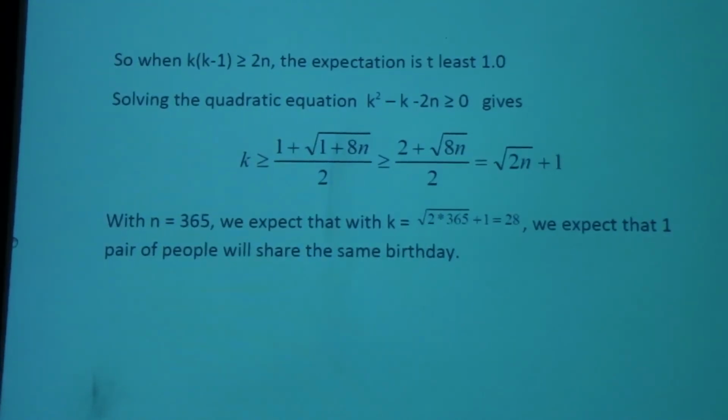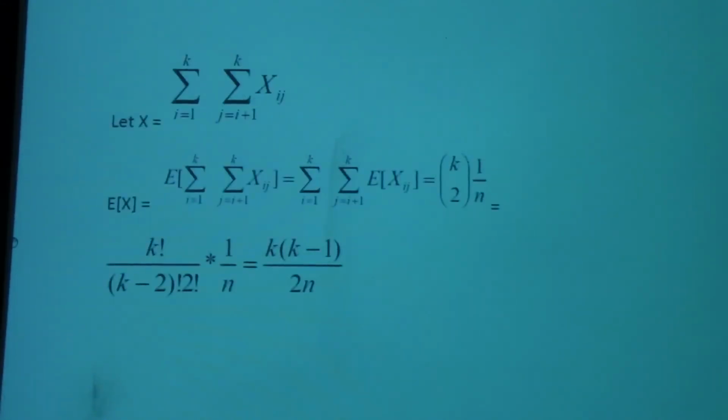That would be 1 times (n minus 1)/n times (n minus 2)/n times (n minus 3)/n times ... (n minus 29)/n, where n is 365. That would be the exact probability, assuming that every day is equally likely for somebody to be born. Okay, any questions about that? Okay, so that's the result we got.